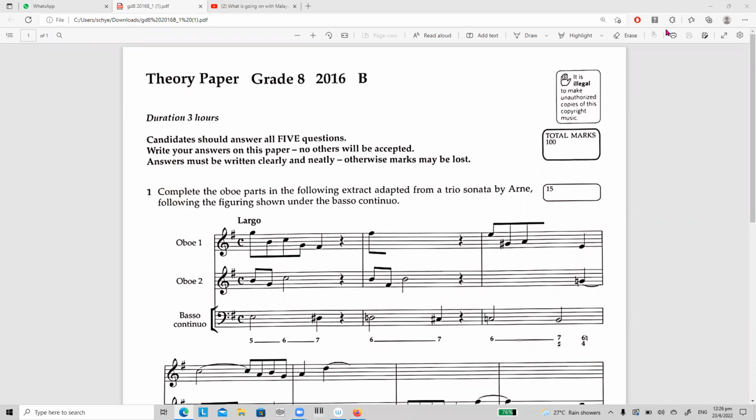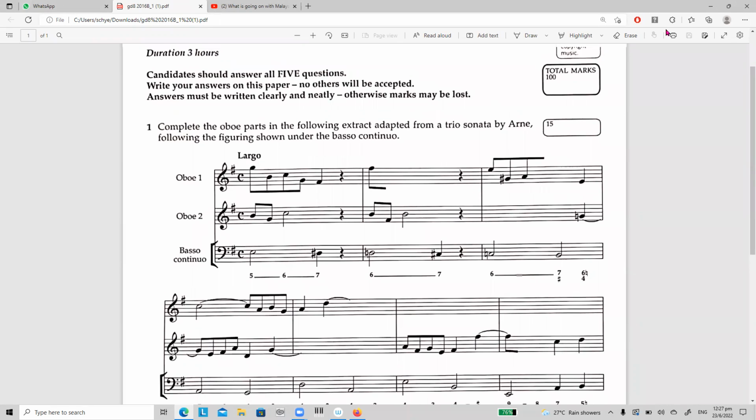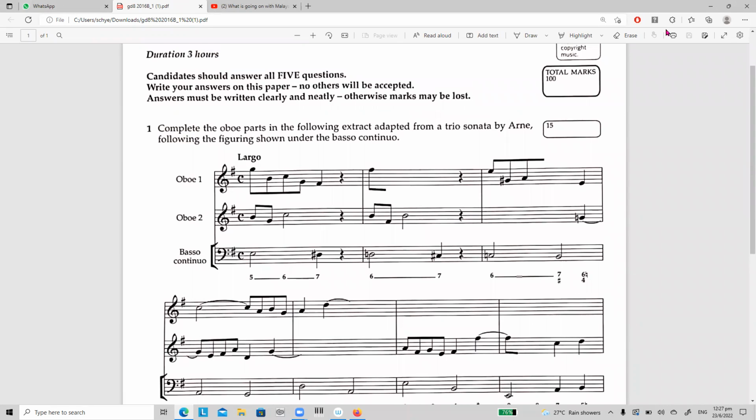Let's get back to this Grade 8 2016B question 1 of your test paper. This paper is quite special because it requires you to imitate the rhythm and the melodic shape. Okay, so I would like to talk about this today.